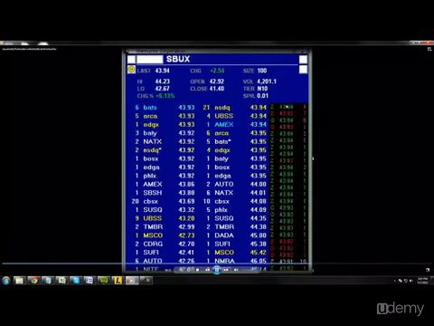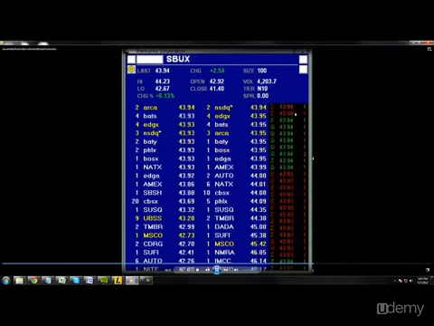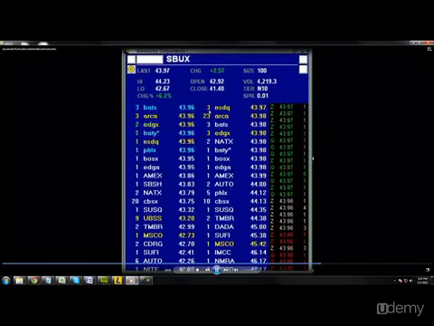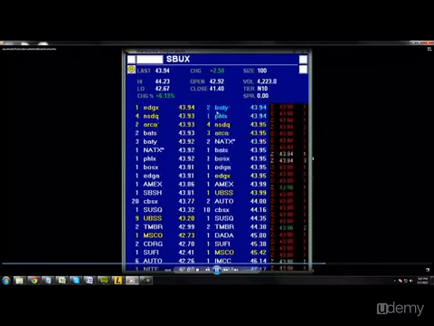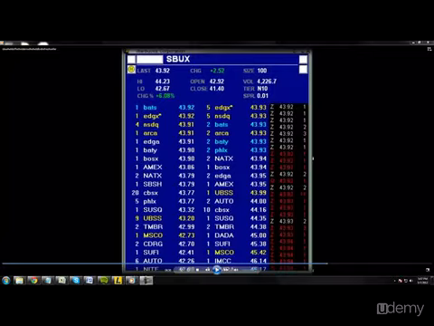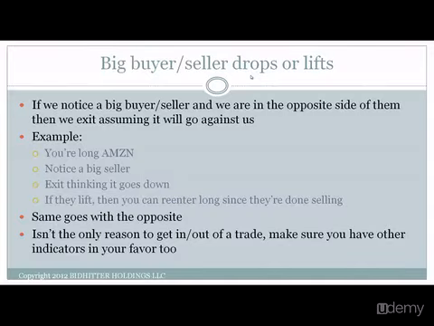$92. Remember, we're going to keep an eye on these 96, 97 green prints. So we see 400, 97, 500, 600, and we see all that getting printed there, 600, 500, 400, and it prints lower. So that's what a refreshing ECN looks like on the sell side. Big buyer, big seller drops or lifts.